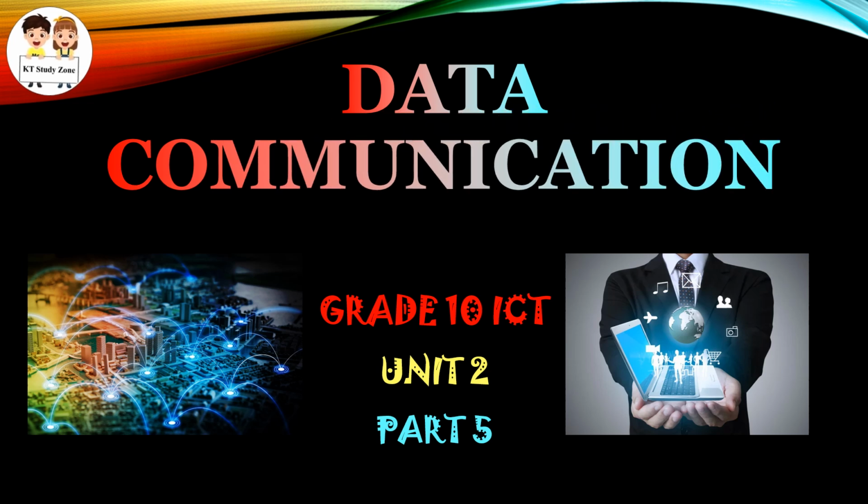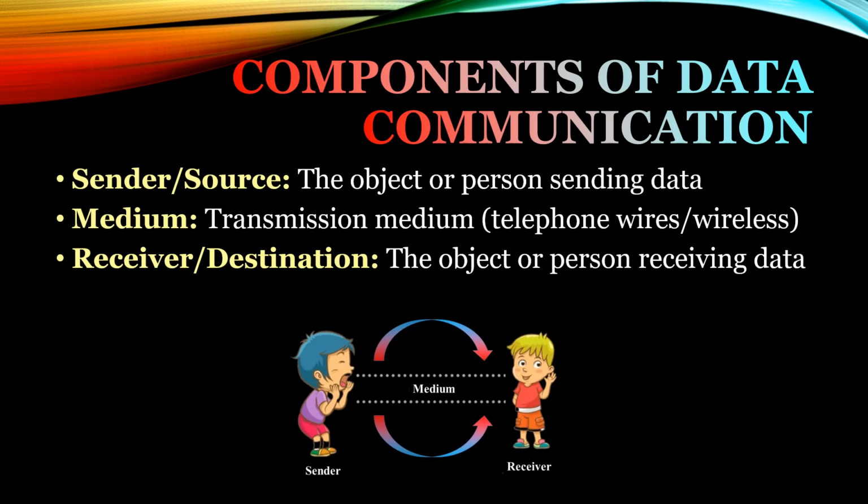Data communication refers to the process of transmitting data and information. This can occur between computers or other devices. The basic components of data communication include the sender or source, which is the person or device that sends the data. The medium is the path through which the data is transferred, such as telephone wires or wireless communication. Finally, the receiver or destination is the device or person that receives the data.